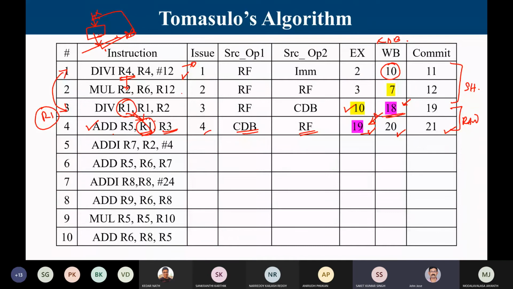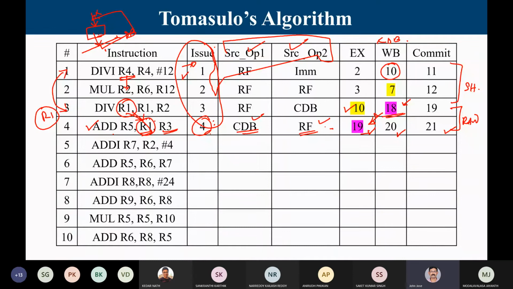Yes, sir. And how do you fill these two? This is filled at this clock cycle. At the time of issue only I am filling. So don't look into when they are going to start. At clock cycle number 4, what information do you have? At clock cycle number 4, I know that R1 I get from CDB, R3 I get from register file.